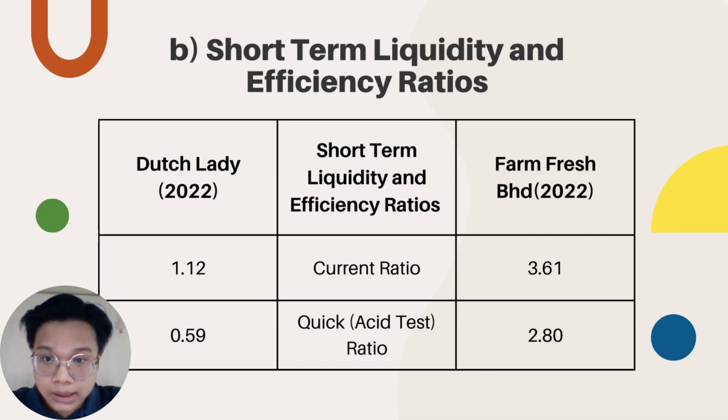For this slide, I will discuss short-term liquidity and efficiency ratios, which are the current ratio and quick acid test ratio. According to the table above, Farm Fresh's short-term liquidity ratios for 2022 are more successful than Dutch Lady Milk Industry Berhad in meeting short-term financial obligations. Farm Fresh Berhad has a stronger current ratio and acid test ratio, which are 3.61% and 2.80% respectively, than Dutch Lady Milk Industry Berhad's, which are 1.12% and 0.59%. Farm Fresh effectively manages current obligations by deducting inventory from current assets. In comparison to Dutch Lady Milk Industry Berhad, there is a need to address debt repayment issues in the future.